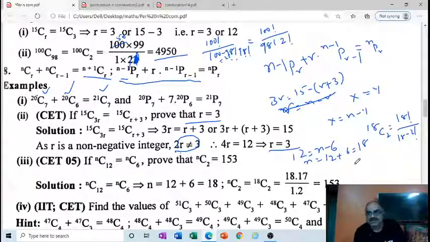Hereafter you should not spend so much time. You should directly come into this kind of calculation. So 18 into 17 into 16 factorial, and in the denominator 16 factorial cancels, into 2 factorial. So it is 18 into 17 by 2 factorial. 2 ones are 2, 2 nines are 18. 17 nines are 153. So NC2 is equal to 153.